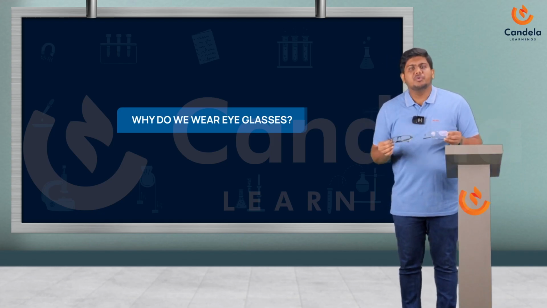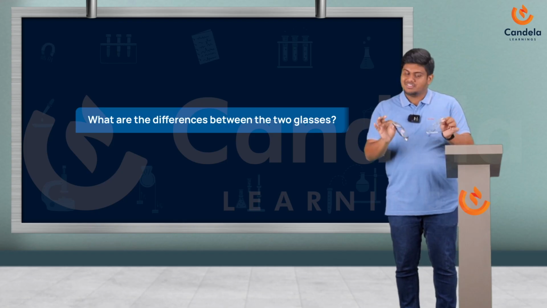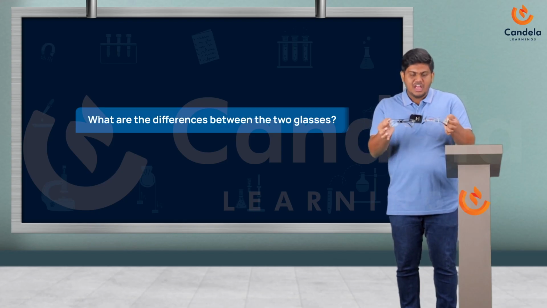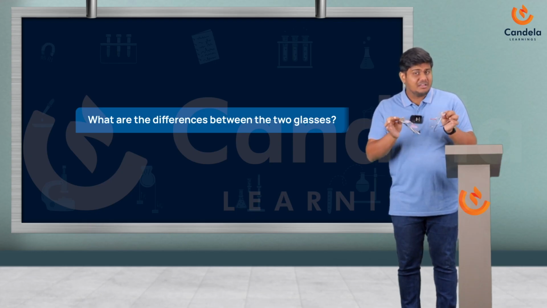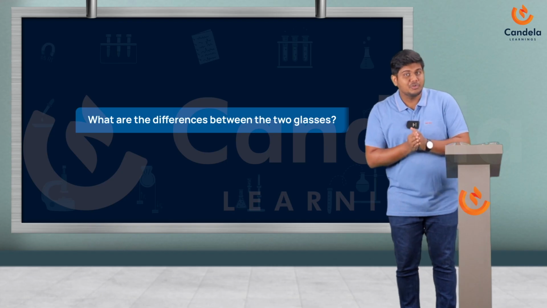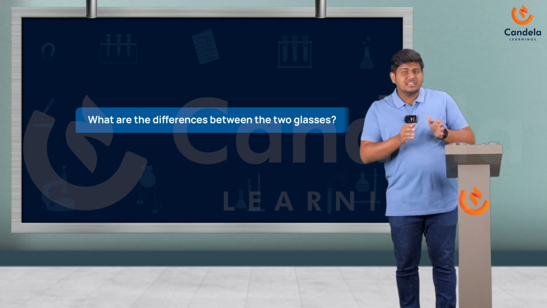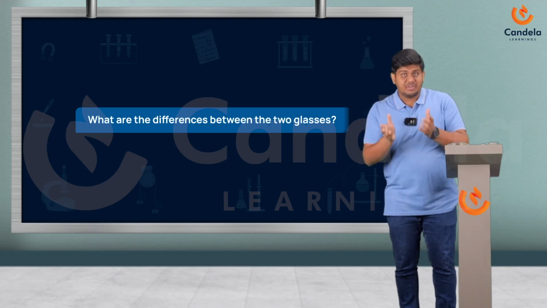Here is what I would like you to do. What are the differences between these two glasses that you see on the screen? There are two obvious differences, that is, the frames are different and the shape of the lens are also different. But other than that, are they the same? Can both of these eyeglasses be used by the same person? Of course not. These two lenses are used by two people having two different eye defects.